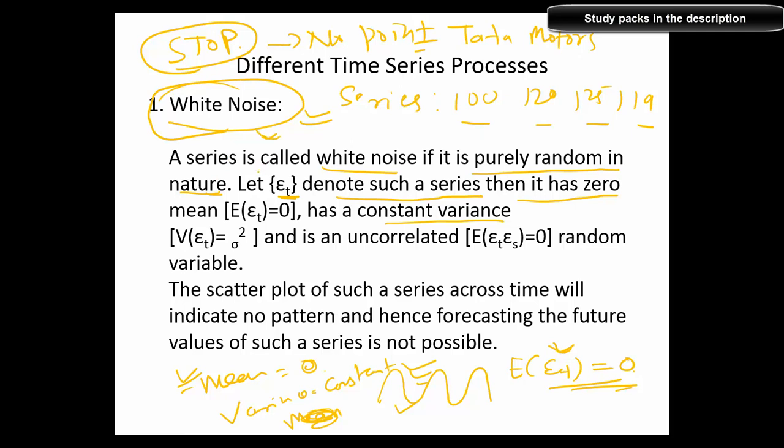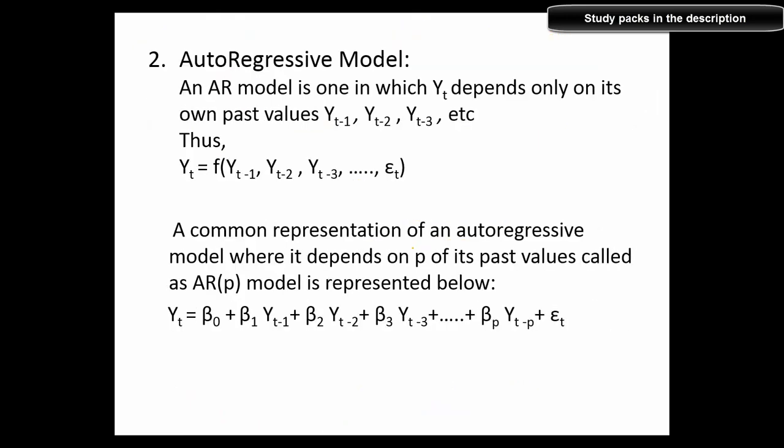It's such a random thing. Random series cannot be used for forecasting, right? That's why white noise series cannot be used for forecasting. So if a series is not white noise, then you can go for time series modeling. And then what are the models available? So we'll start with autoregressive models.